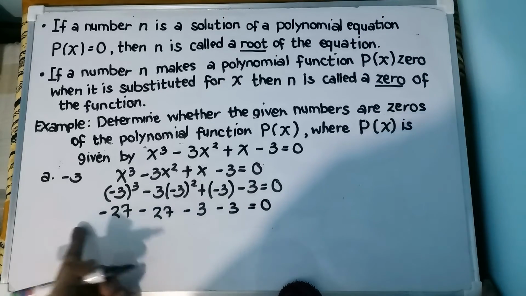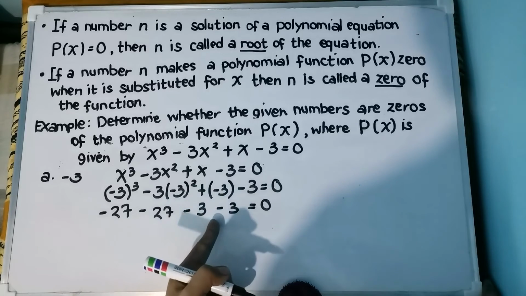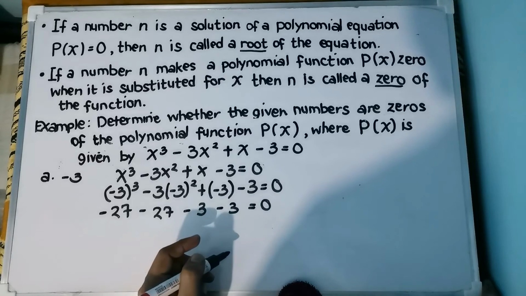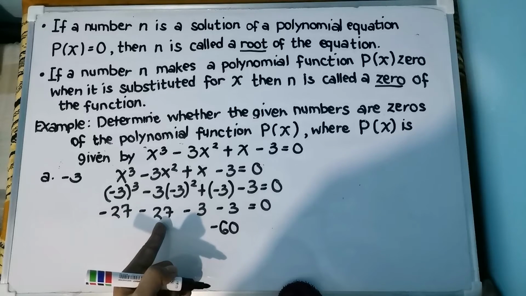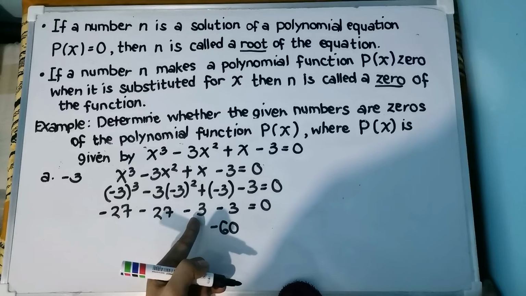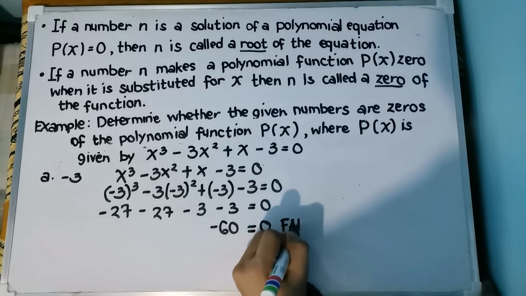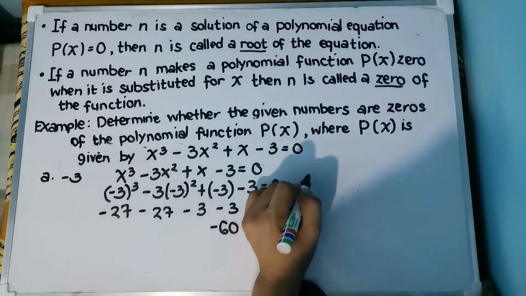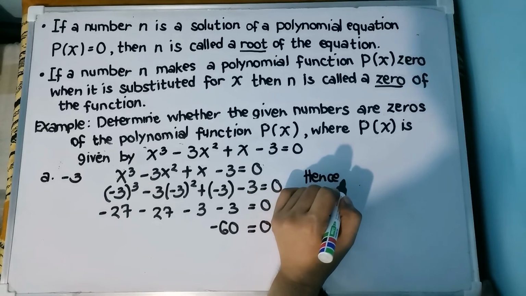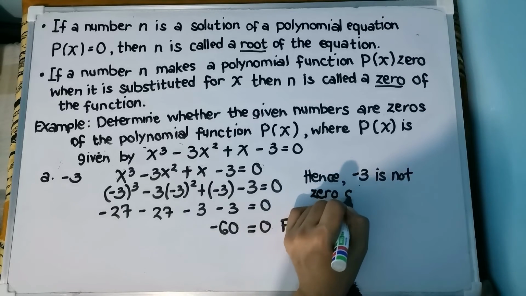And then, since all are negative, so add lang natin, then negative yung magiging sign. So, 27 plus 27 plus 3, then plus 3 is equal to negative 60. Again, 27 plus 27 is 54, negative 54, and then negative 54 minus 3 is negative 57. Then negative 57 minus 3 is negative 60 equals 0. So that is false. So hence, negative 3 is not a 0 of the function.